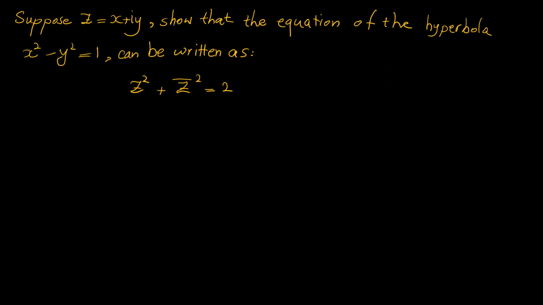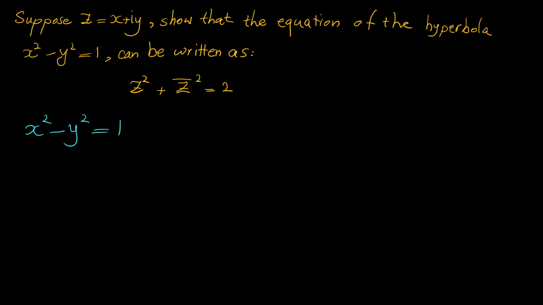Suppose z is x plus iy. Show that the equation of the hyperbola x² minus y² equals 1 can be written in the form of z² plus conjugate of z² equals 2. So we have to start from this given equation and we have to try to write it in this given form.